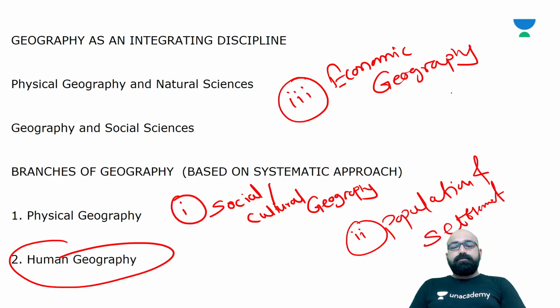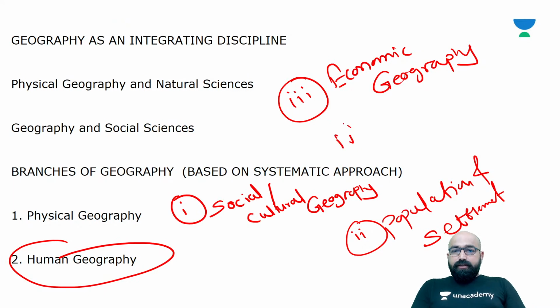Then economic geography, which studies economic activities of the people, including agriculture, industry, tourism, trade, and transport, infrastructure, and services.